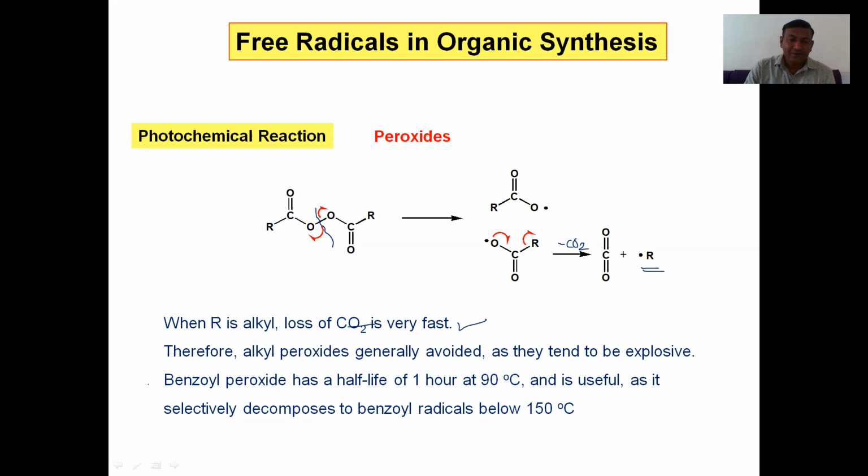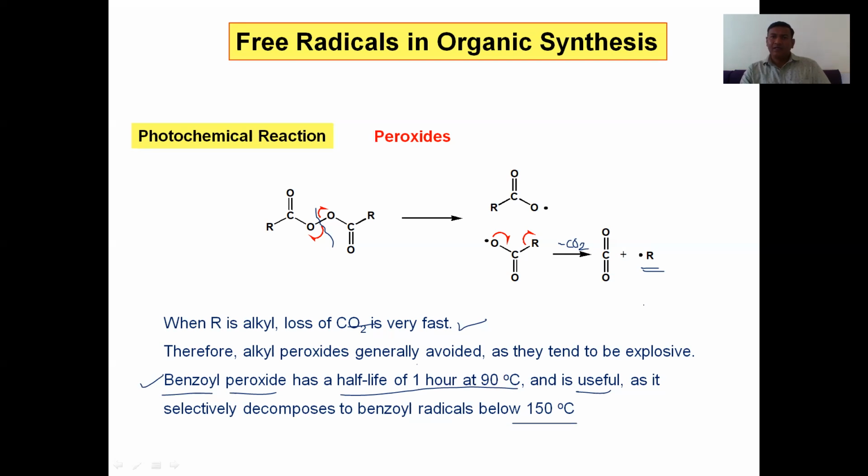But many times what people use is benzoyl peroxide, because benzoyl peroxide has a half-life of 1 hour at 90 degrees centigrade. So this benzoyl peroxide, compared to alkyl peroxide, is mild and stable and useful. It selectively decomposes to benzyl radicals below 150 degrees centigrade. So what we will suggest is R should always be benzyl.